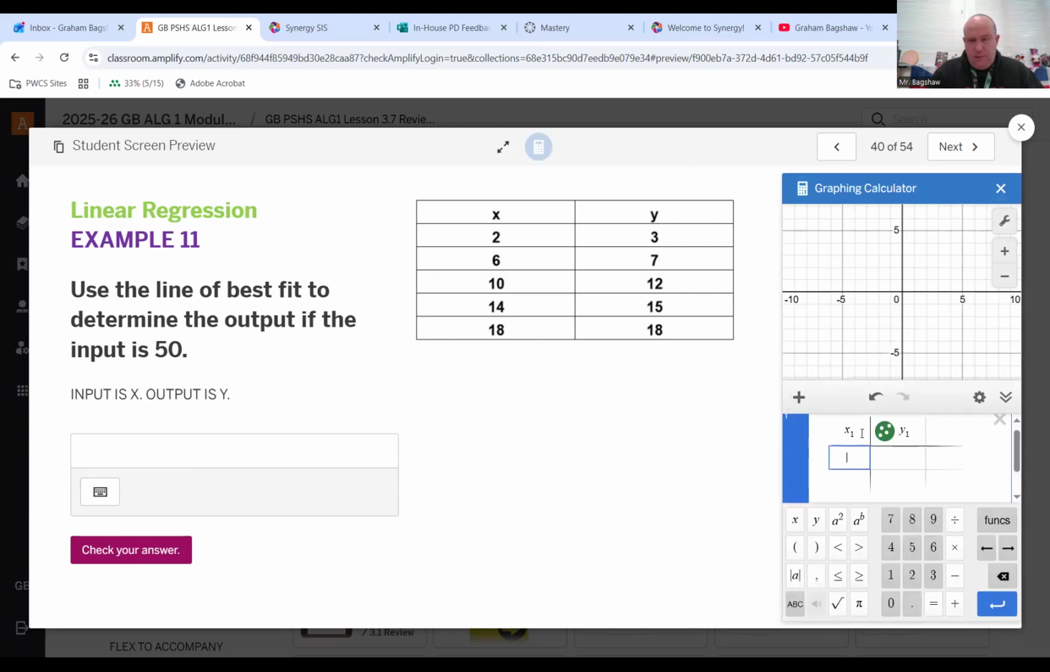So first thing we have to do is, just like we did before, we just got to copy the table. This is, of course, the easiest one to type in because it's our vertical table.